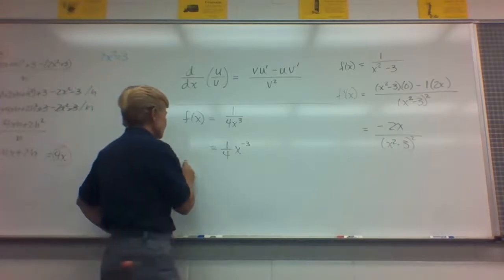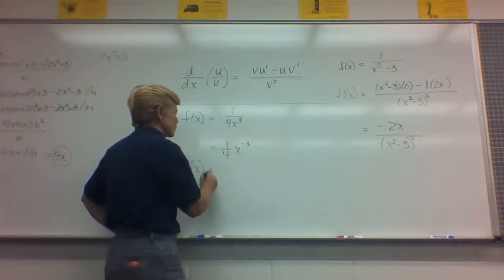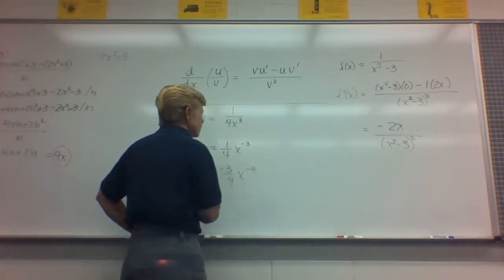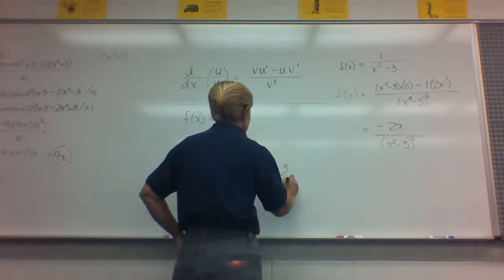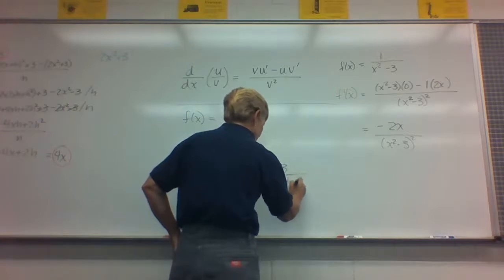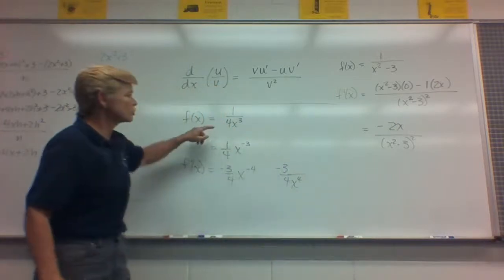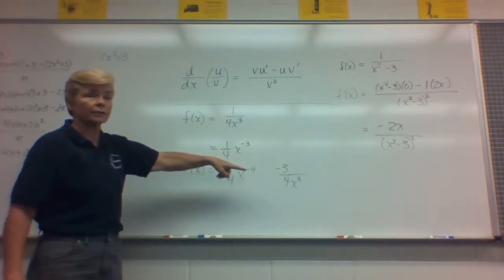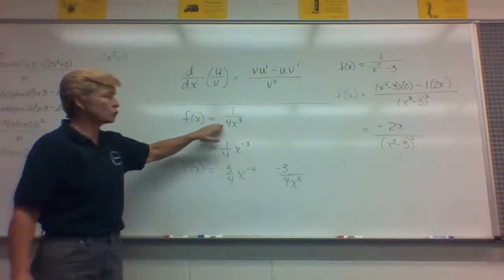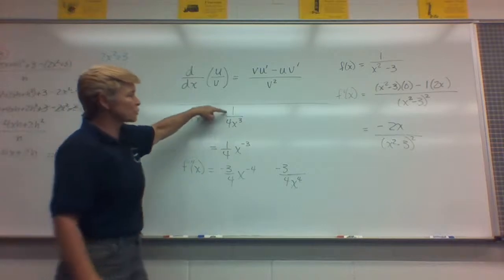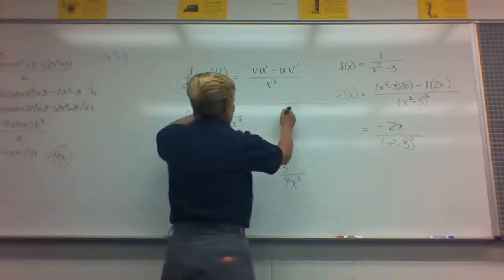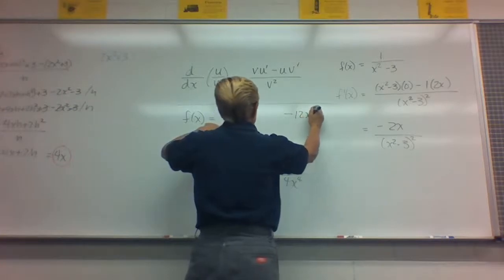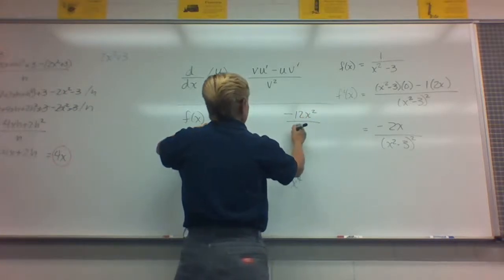So after the renaming, the derivative is going to be negative 3/4 x to the negative 4, which is negative 3/4 over x to the 4th. You can use the quotient rule on this too, if you'd like, to prove they're the same. It'll be the bottom times the derivative of the top, which is 0, minus the top times the derivative of the bottom, which is 12x squared, over the bottom squared.